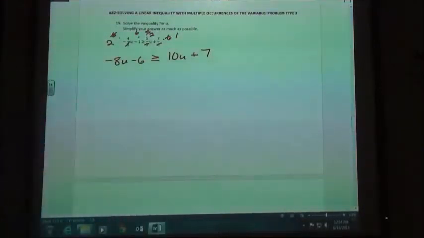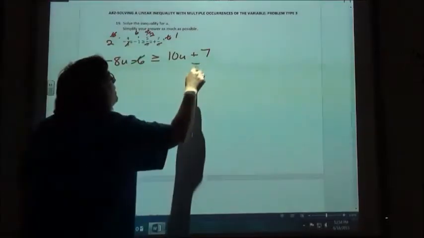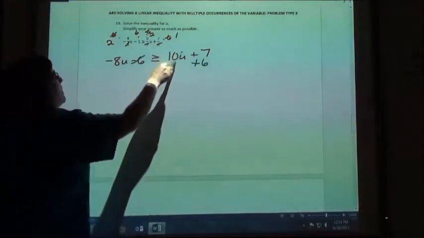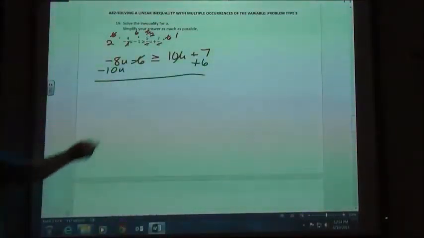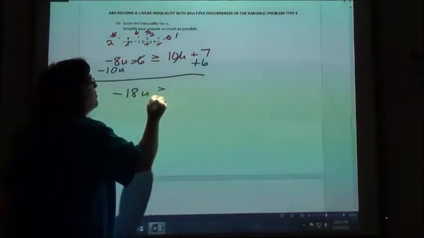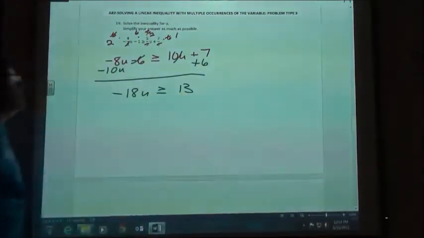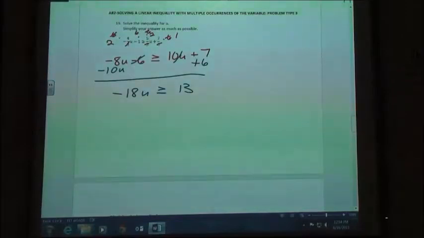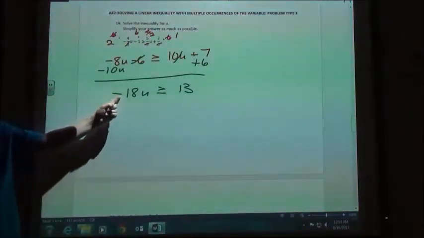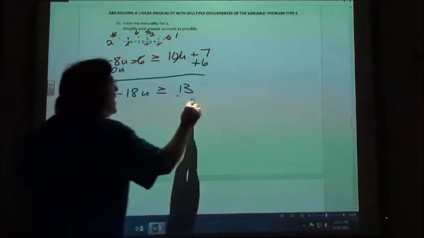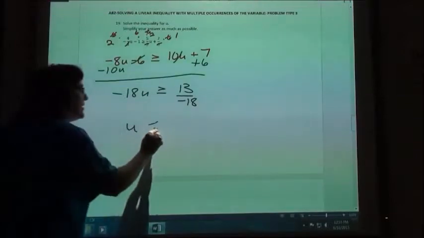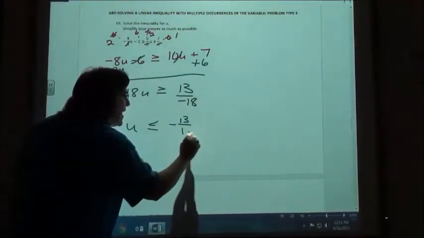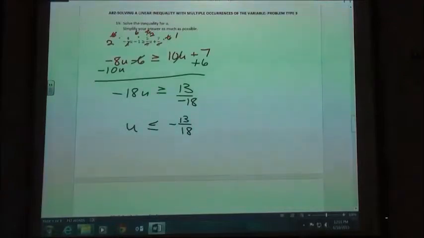If I want to solve that, what would you guys do first? Add the 6 to move that over here, which means I would probably in the same step subtract the 10u just to save myself some space. So negative 18u is greater than or equal to 7 plus 6, which is 13. So in this case, my coefficient's going to be negative. I'm going to divide by negative 18. So u ends up being less than or equal to negative 13/18, because I'll put that negative out in front instead of down on the bottom.